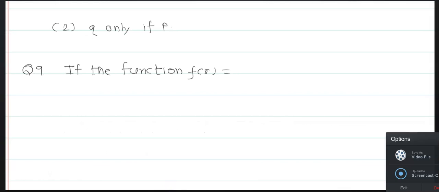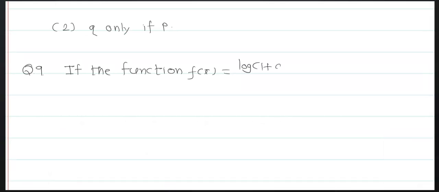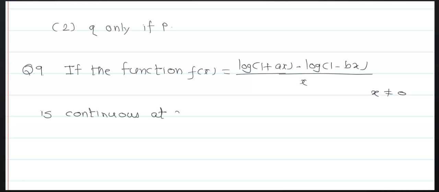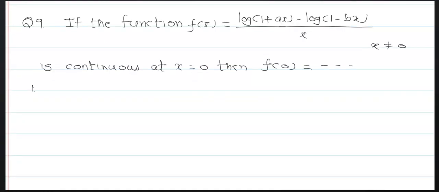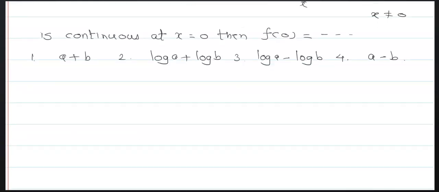Next is: if the function f(x) equals log of 1 plus ax minus log of 1 minus bx, upon x, is continuous at x equals 0, then f of 0 is: first, a plus b; second, log a plus log b; third, log a minus log b; fourth, a minus b.